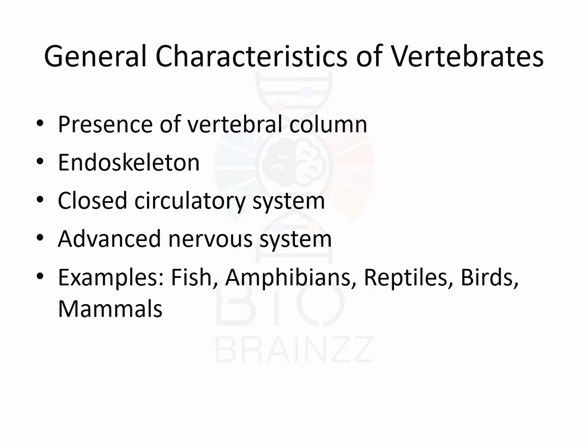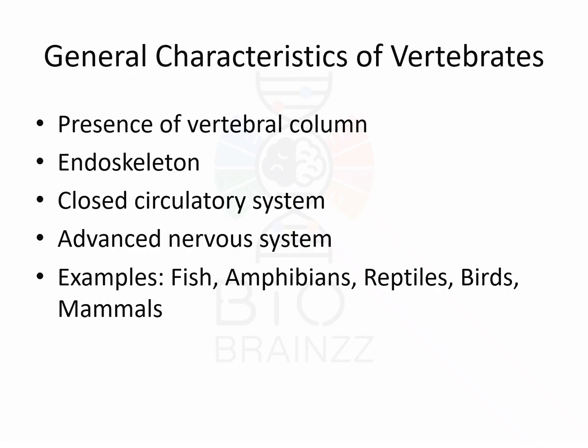General characteristics of vertebrates. Vertebrates are animals that possess a vertebral column or backbone, which provides structural support and protection for the spinal cord. They also have an internal skeleton known as an endoskeleton, typically made up of bone or cartilage, allowing greater body size and mobility.